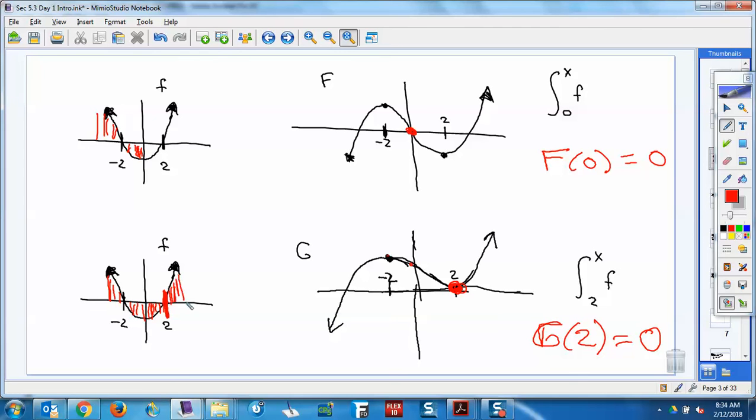Then I start picking up positive area, and there it goes. Okay, no matter what, you still get this same picture. It's just shifted now. This one went through 0, 0. This one goes through 2, 0. I know I'm saying a lot of the same things over and over again, just in different ways, but that's the key to this, right? That's the overall concept I want you to get, and get comfortable with this notation here.